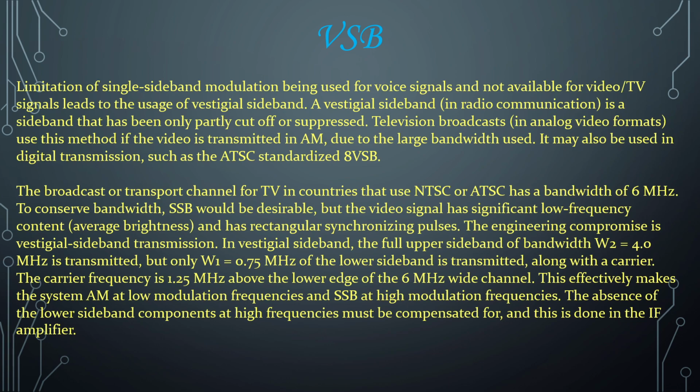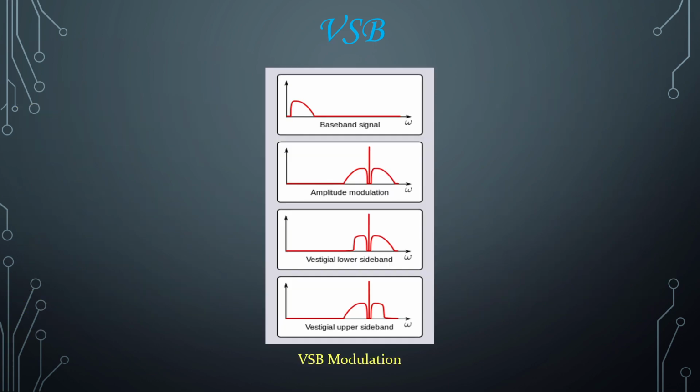The absence of the lower sideband components at high frequencies must be compensated for, and this is done in the IF amplifier. This is an example figure showing vestigial sideband modulation.